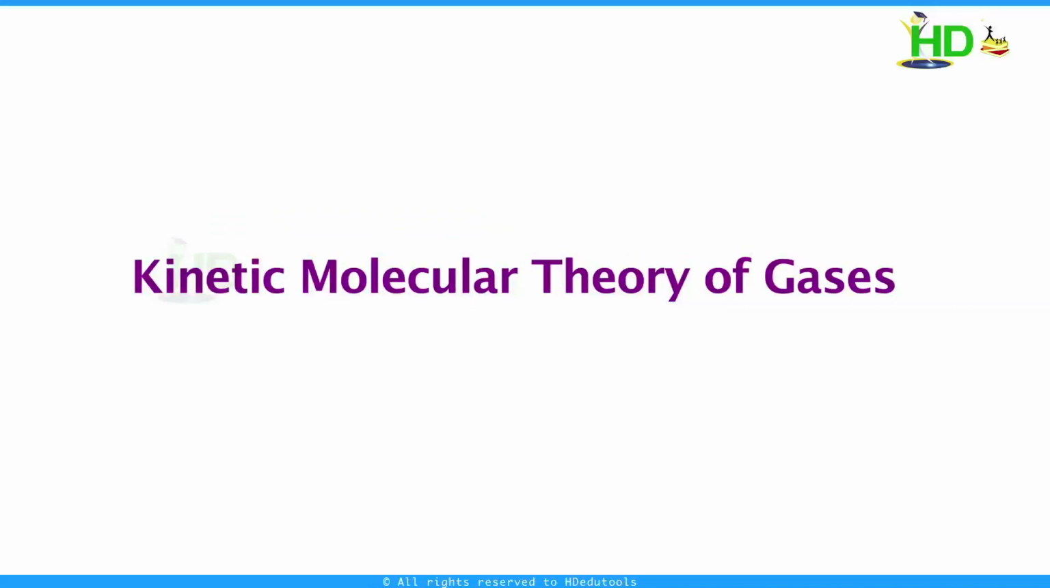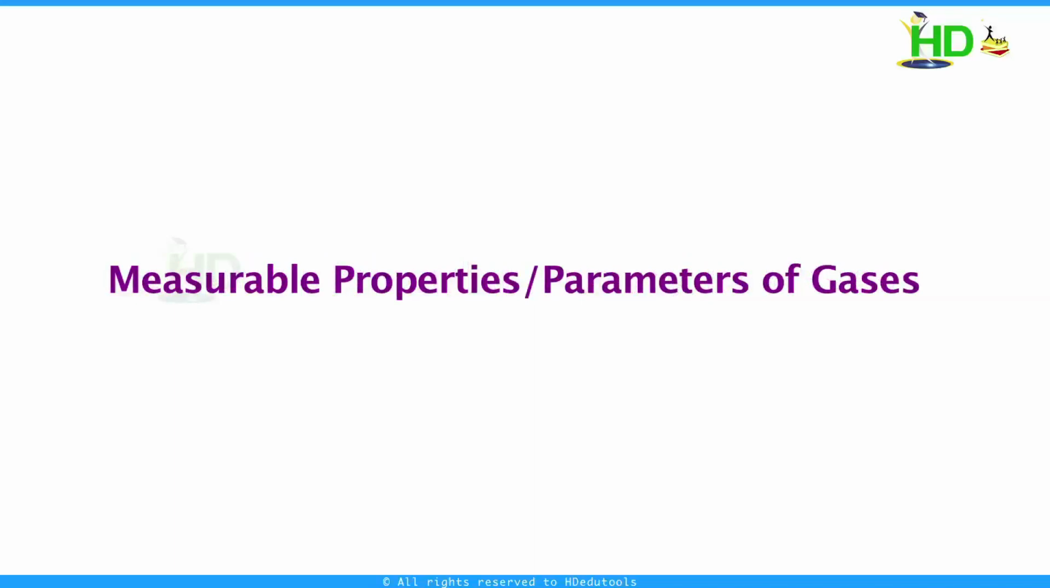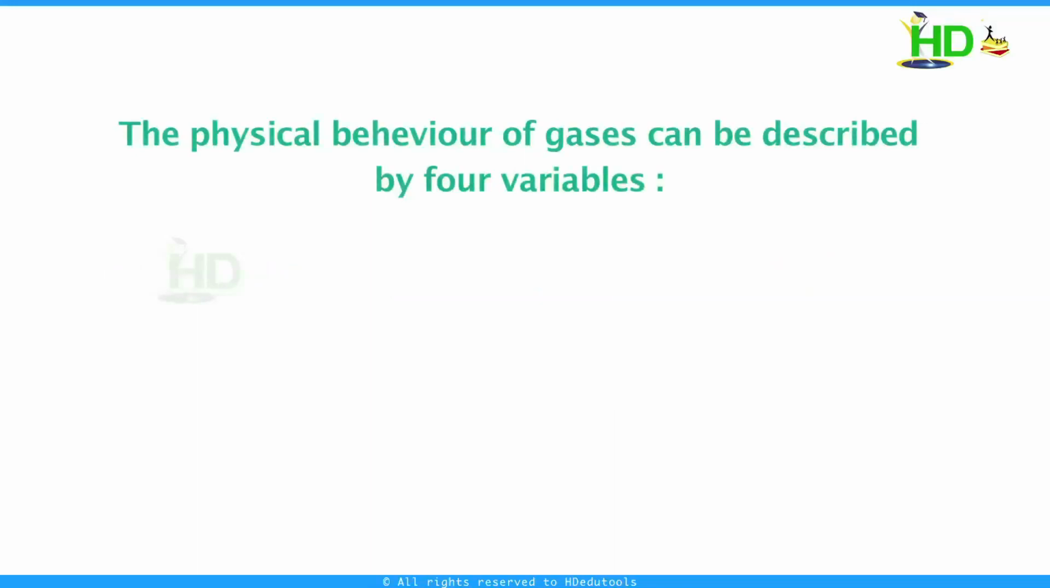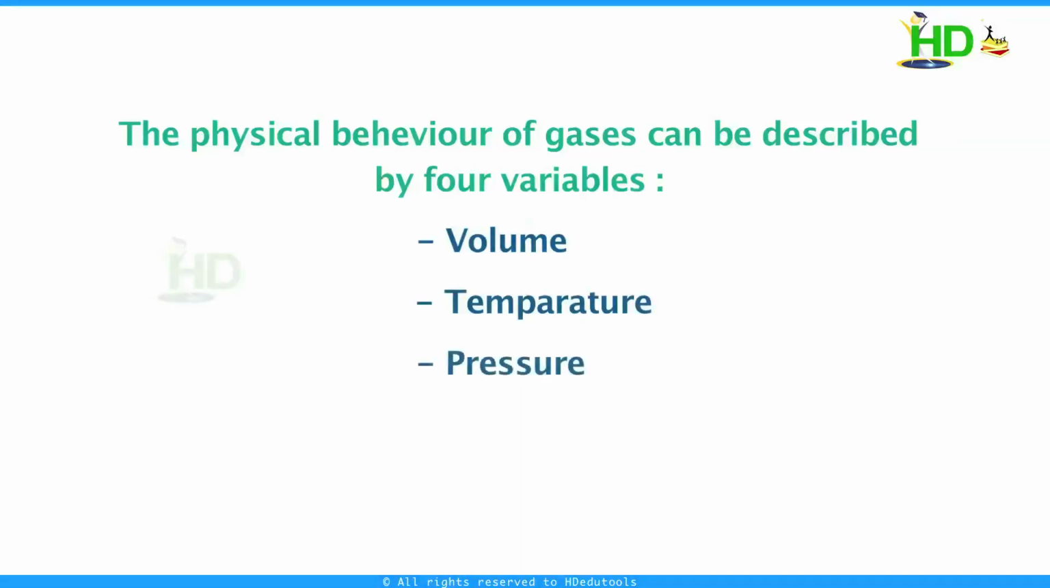Before going to gas laws, we discuss about some measurable properties or parameters of gases. The physical behavior of gases can be described by four variables. They are volume, temperature, pressure, mass, and these are known as standard variables. The relation between these variables is almost common for all gases. By knowing these variables, you can give the behavior of a gas.